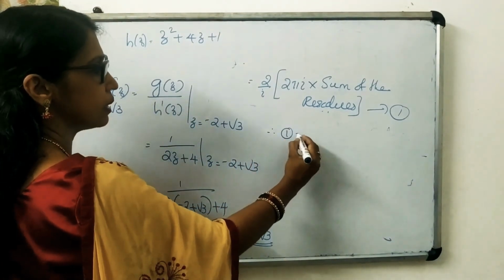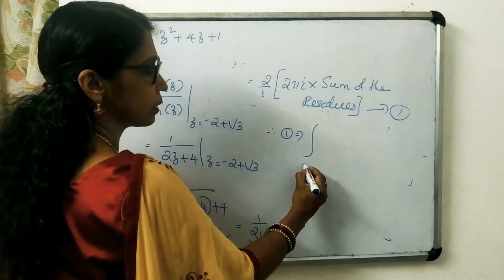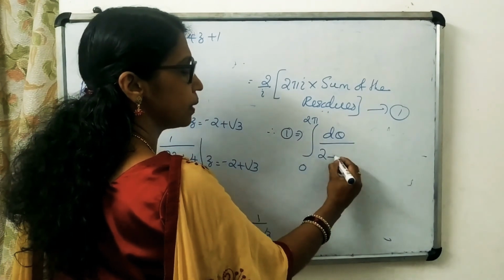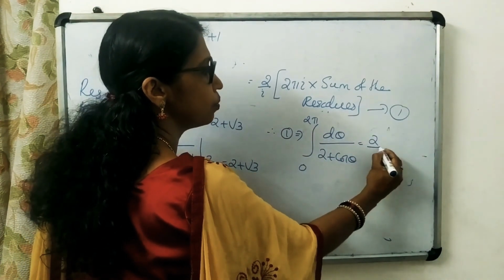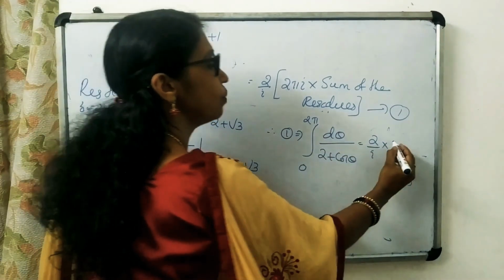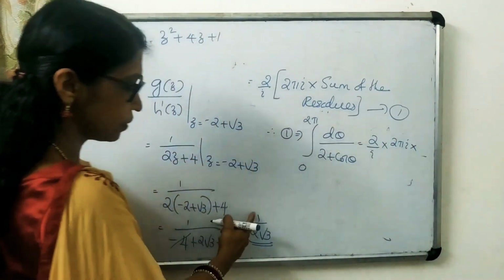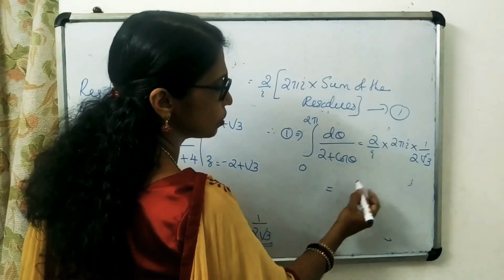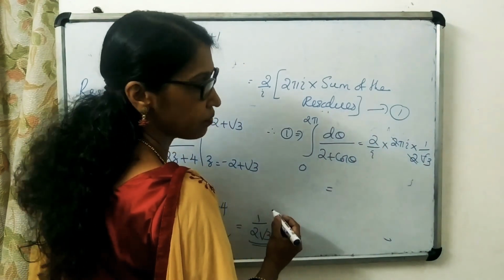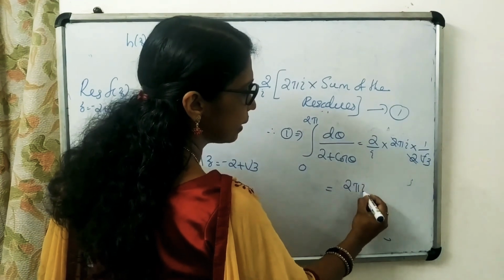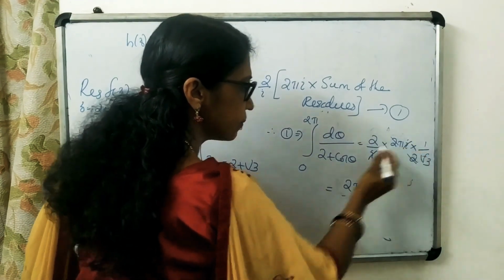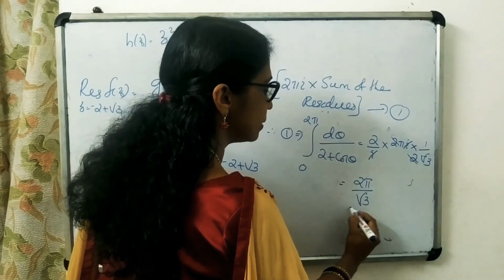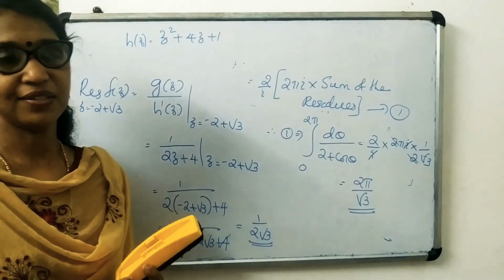Therefore, equation 1 becomes the integral from 0 to 2 pi of d theta divided by 2 plus cos theta is equal to 2 by I into 2 pi I into the sum of the residues, which is 1 by 2 root 3. The 2 gets cancelled, and we get 2 pi I divided by, I also gets cancelled, and this is equal to 2 pi by root 3, and this is the final result.